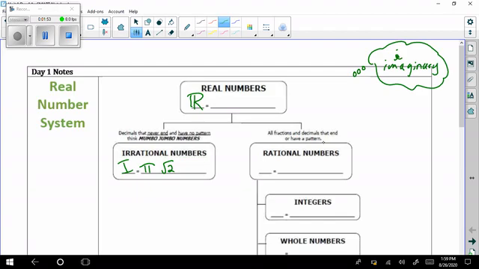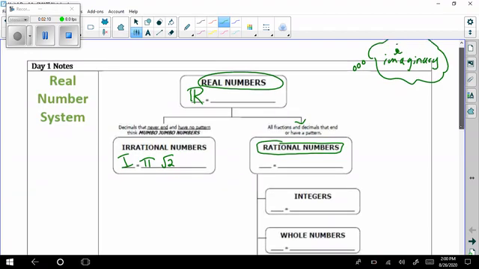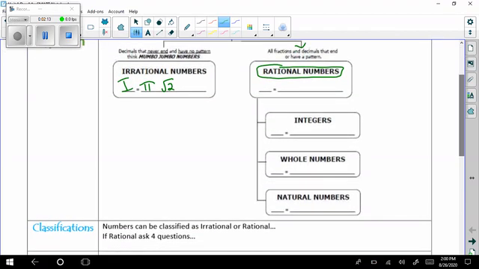Now, rational numbers, this is where we're going to focus, okay? So we're going to focus right over here on rationals. So we're going to get real, do rationals. And rational numbers are numbers that you can make sense of. You might not like them, but you can make sense of them. And I'm going to actually take a little break and come all the way down to the bottom.